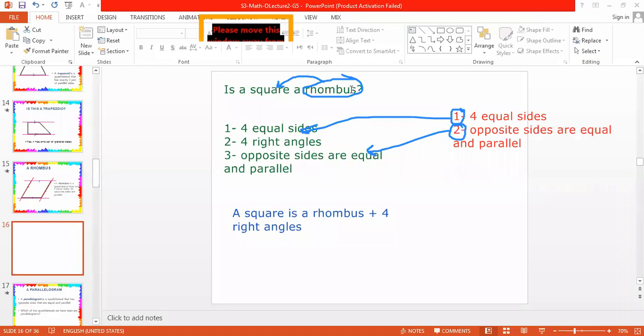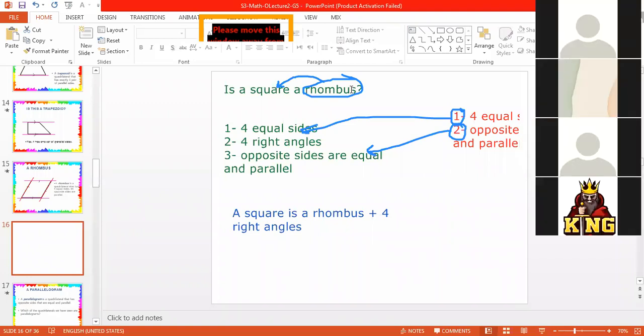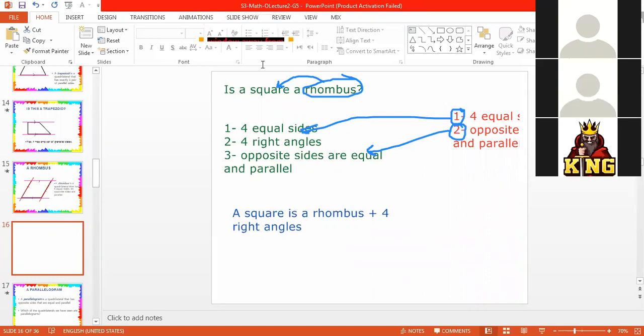So is it clear? Is a square a rhombus? Yes. Plus 4 right angles. Very good. So a square is a rhombus plus 4 right angles. Is the opposite true? Is a rhombus a square? No, because the rhombus doesn't have 4 right angles. Very good, guys. So that's perfect.